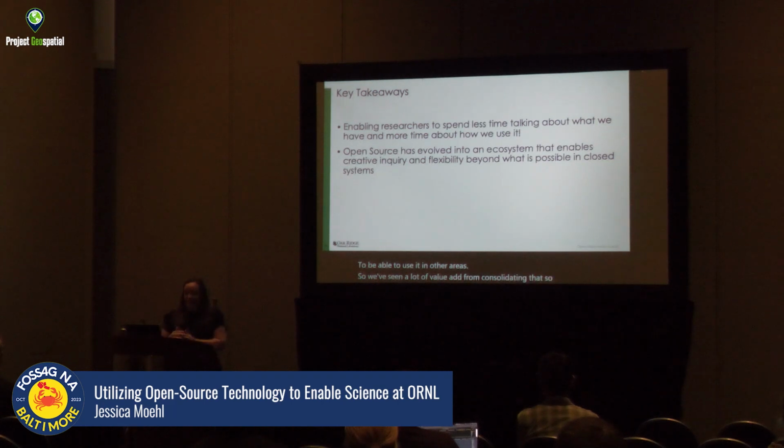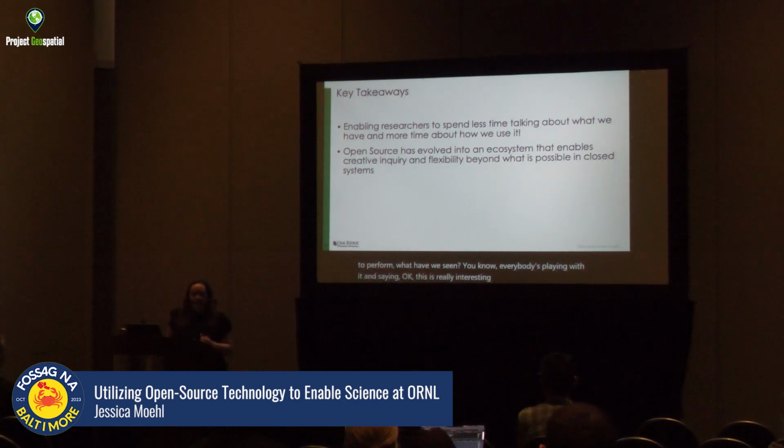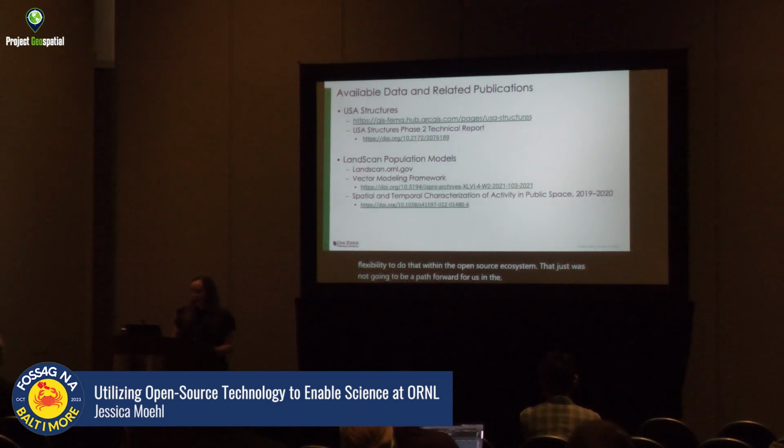So the key takeaways for us are that we're spending a lot less time talking about what exists, where does it sit, how do I get it, and a lot more time talking about how do we use that? How is it going to perform? What have we seen? Everybody's playing with it and seeing, okay, this is really interesting. And open source has evolved in a way that has really enabled us to do that. You can have a lot more creative thought and flexibility within the open source ecosystem that just was not going to be a path forward for us in the closed systems.